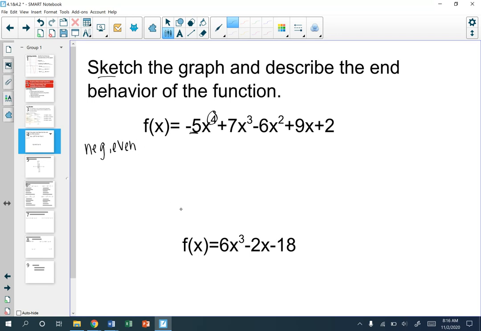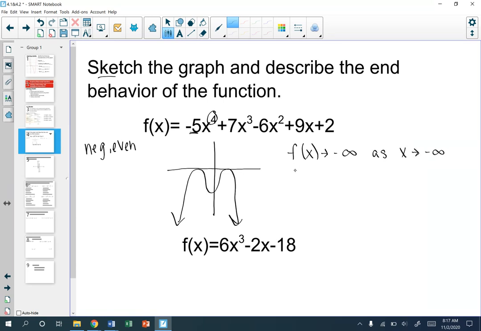We need both ends to be negative. So I'm going to do 2 repeated zeros. It would look something like that. And then I'm not sure where. Something like that. Right? It's even, so they're both going in the same direction. It's negative. And then we need to know the end behavior. So f of x goes to negative infinity as x goes to negative infinity. And f of x goes to negative infinity as x goes to infinity.